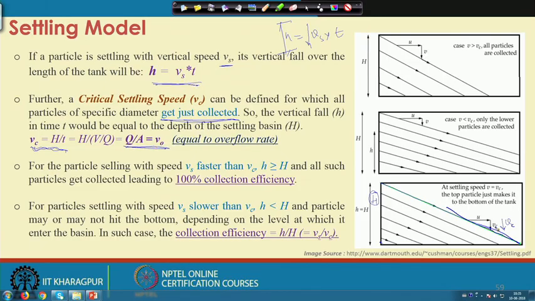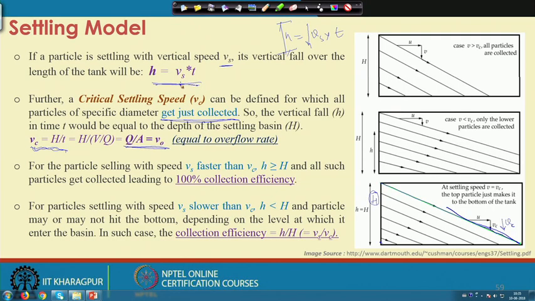So, if we try to see the efficiency of the particles which are settling, because Vc is the critical velocity, any particle which has a settling velocity greater than this critical settling velocity, okay, so if Vs here is greater than Vc, then H here is going to be, because H is equal to Vs times T, the vertical fall a particle attains here is equal to its settling velocity times T, right.